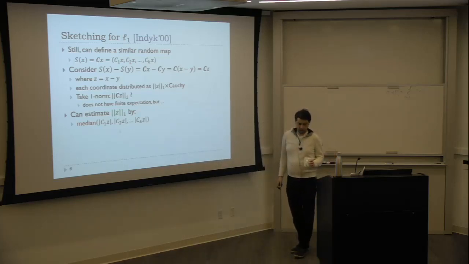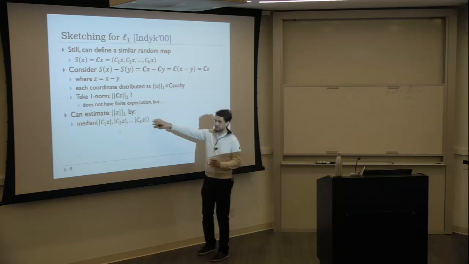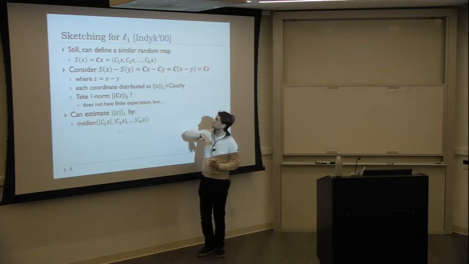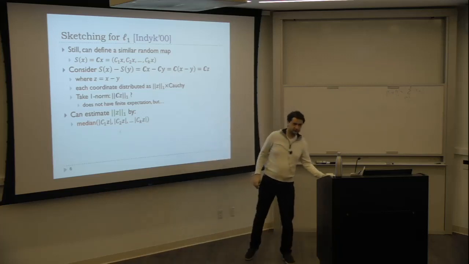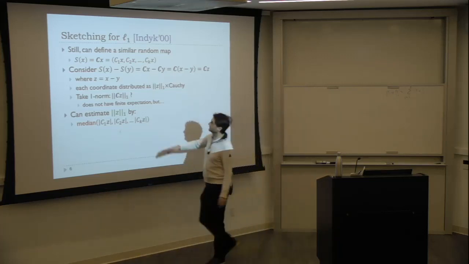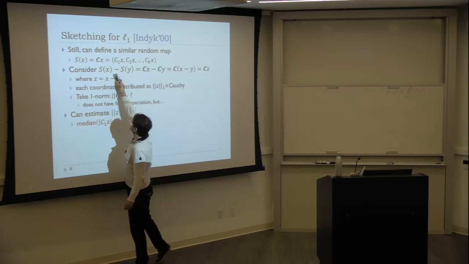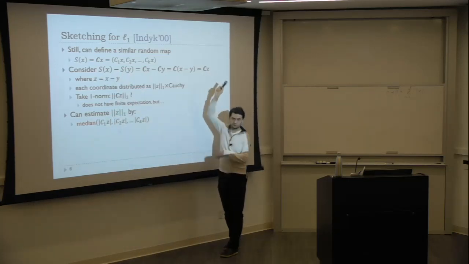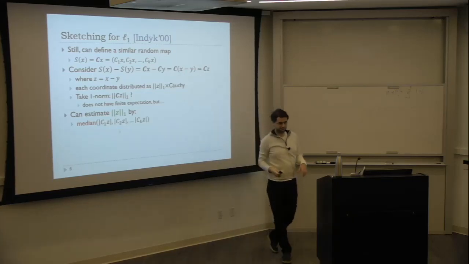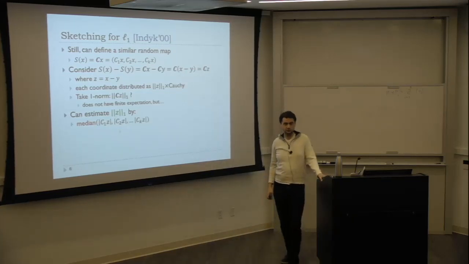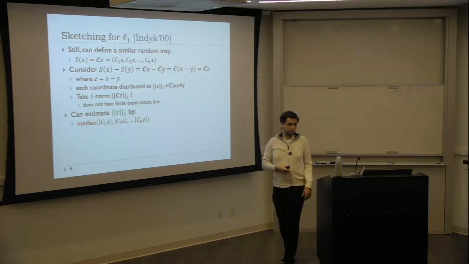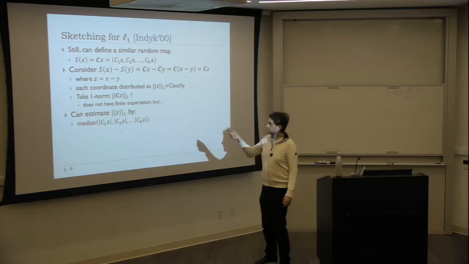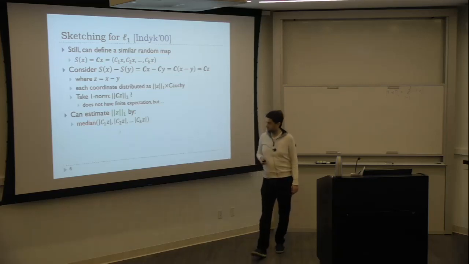Okay, and this is really the estimate. So again, to estimate the L1 distance between x and y, you take their sketches, take the difference, and you obtain a k-dimensional vector. You take the absolute value of each coordinate and take the median of that. This is the estimate. We'll prove that this well approximates the L1 norm of z, or the L1 distance between x and y.